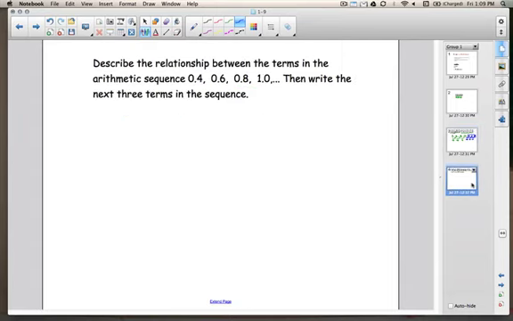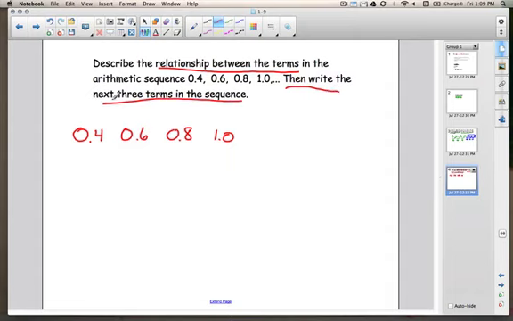Let's try another example. Here we again need to describe the relationship between the terms. So describe the relationship, and here's our arithmetic sequence: 0.4, 0.6, 0.8, and 1.0. Then we need to write the next three terms in the sequence.